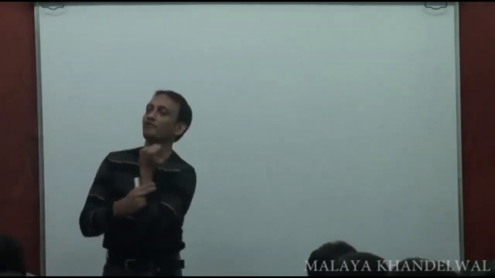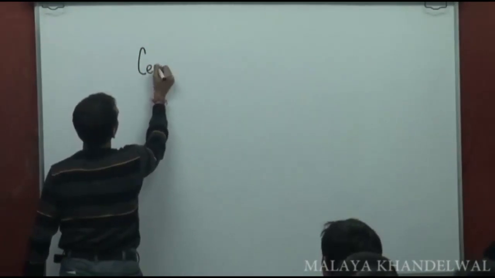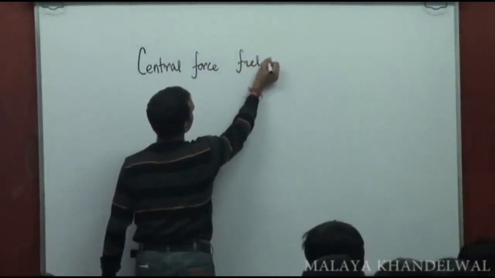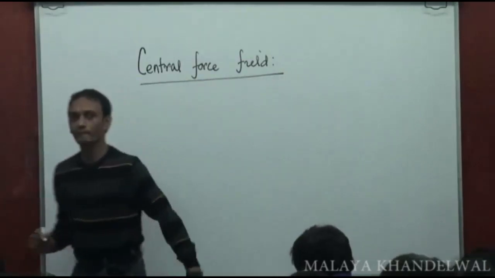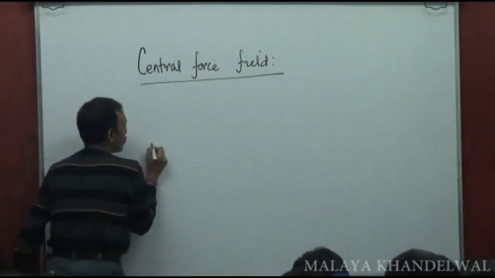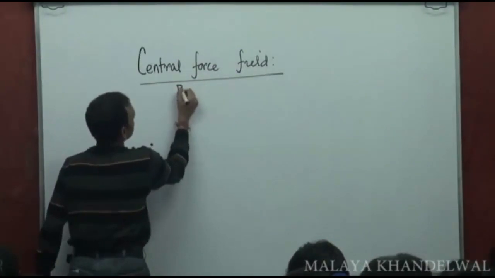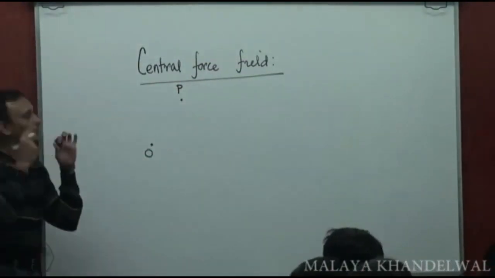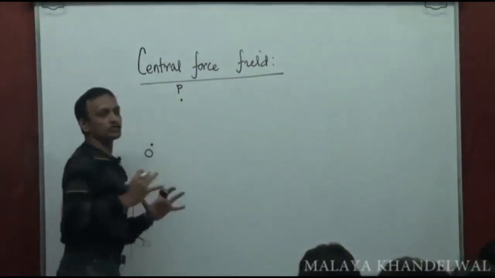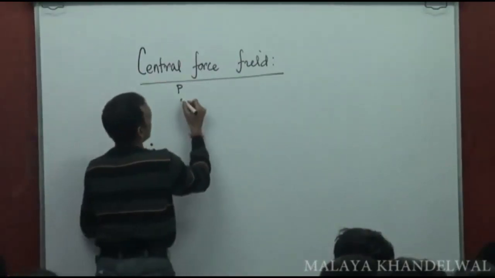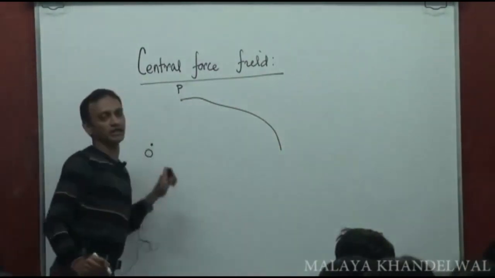First of all, let me define what we refer to as a central force field. Let's say there is a point O, and there is a particle P, which in a certain force field undertakes a certain kind of trajectory. Let's say this is the trajectory that this particle undertakes.